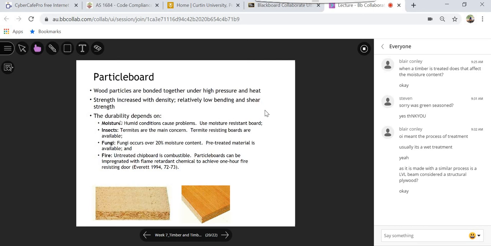But you see that we can apply preservatives to minimize these effects also. For example, if you consider moisture, if you consider a normal board, here is a problem, but you can also buy moisture resistant boards if you want to use them in a high moisture content environment.